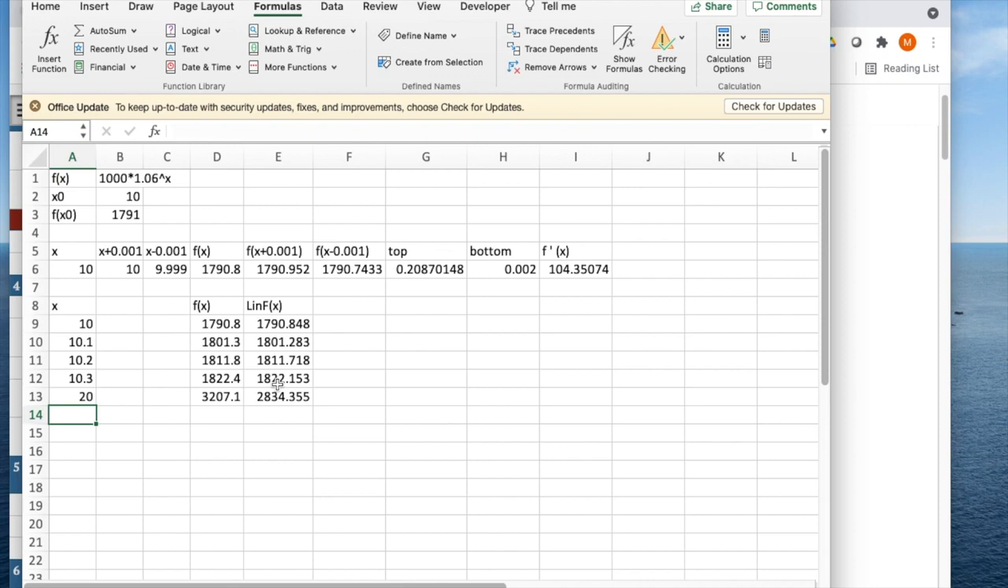This is the whole idea of linear approximation. If we know the value of the function and the derivative at the point, we can approximate the value of the function close by.